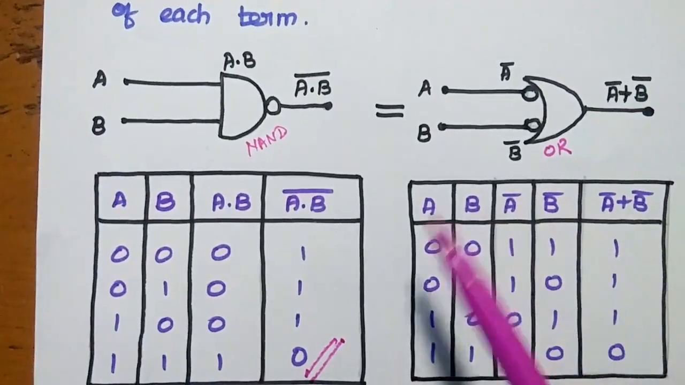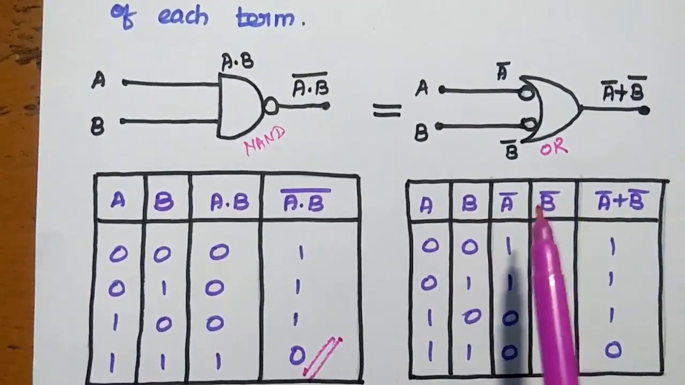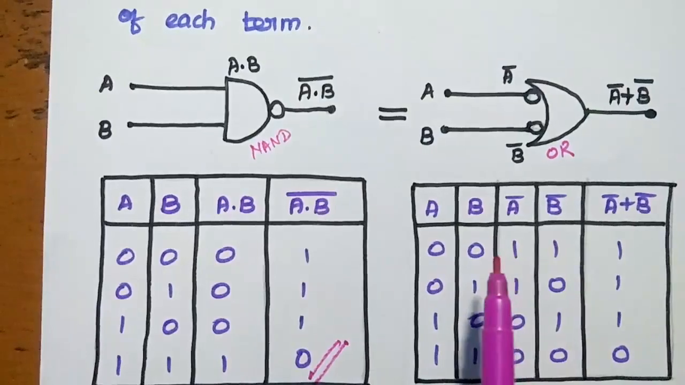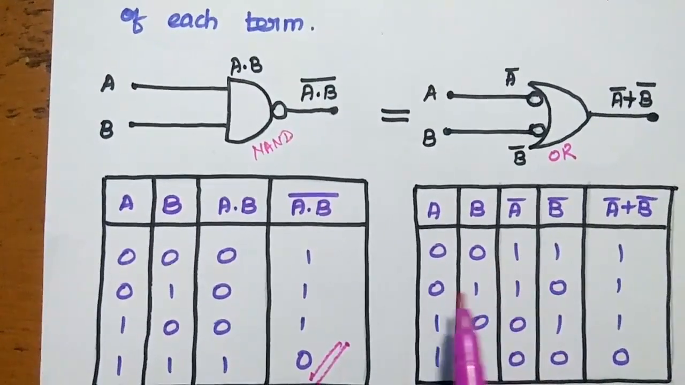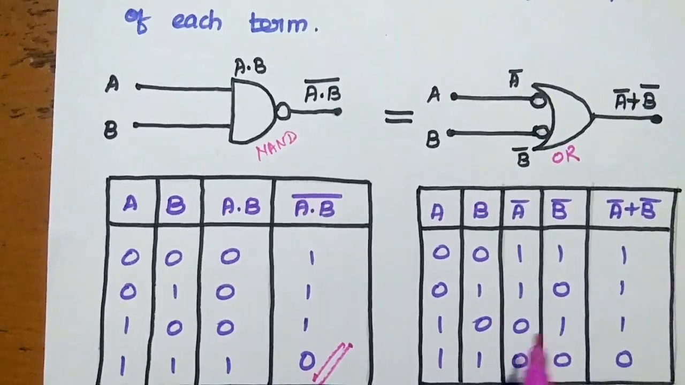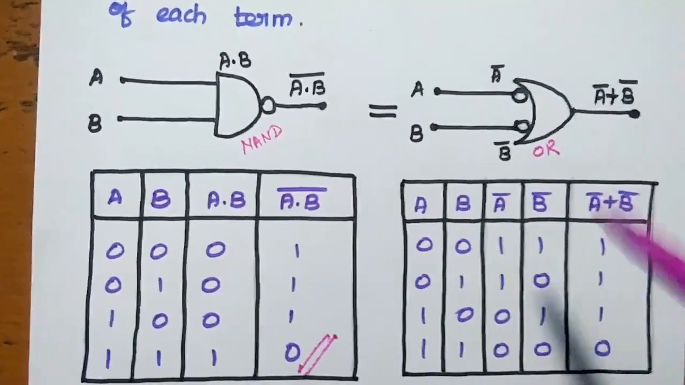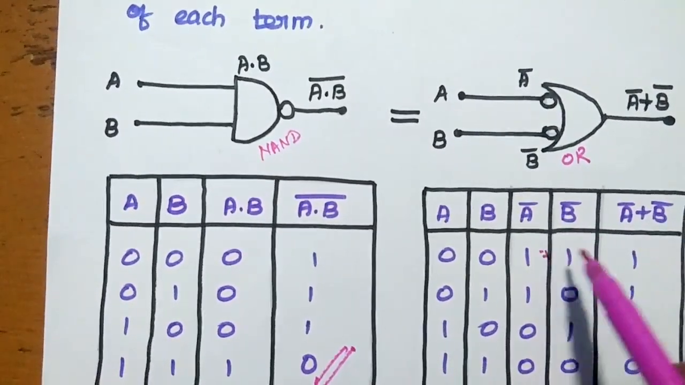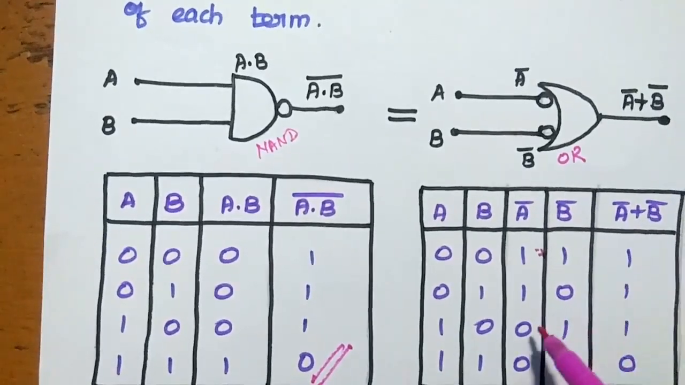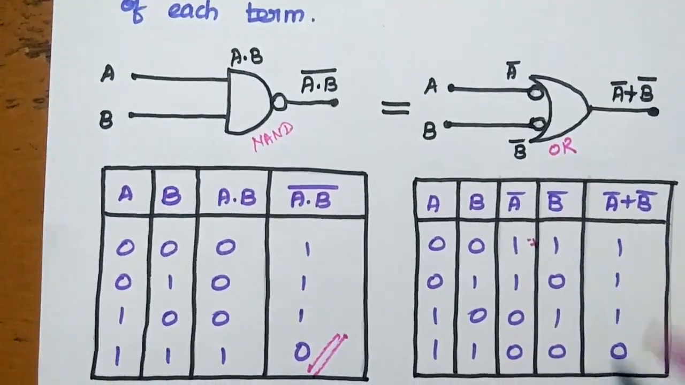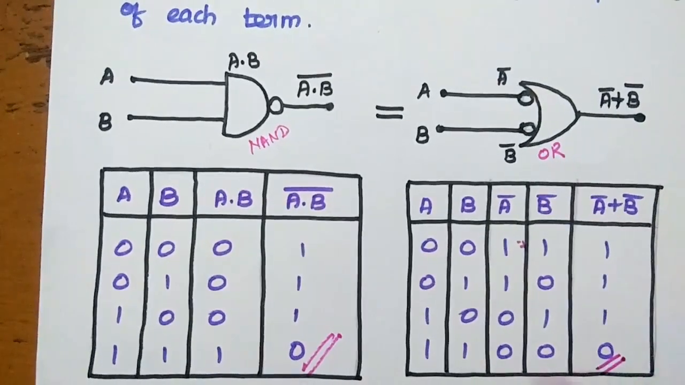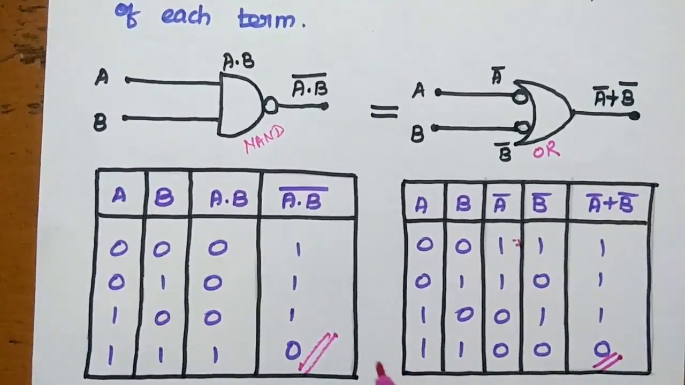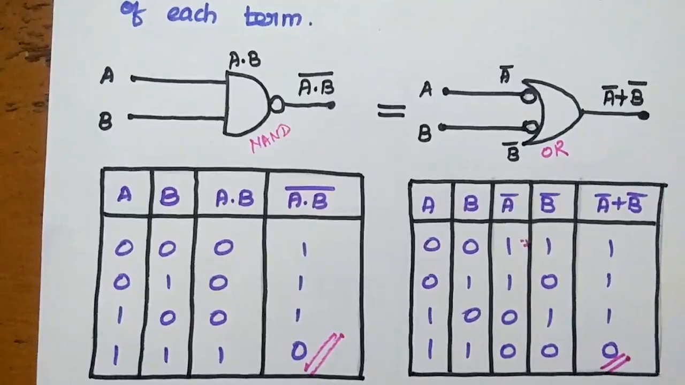Consider the right hand side. Here again two inputs A and B. We are obtaining the complementing operation using inverter. So 0 0 becomes 1 1, 0 1 becomes 1 0, 1 0 becomes 0 1, 1 1 becomes 0 0. Correct. Now add these two values: 1 plus 1 is 1, 1 plus 0 is 1, 0 plus 1 is 1, 0 plus 0 is equal to 0. This is the output of the right hand side. So both the outputs are equal. So by using this truth table, we have proven DeMorgan's second theorem.